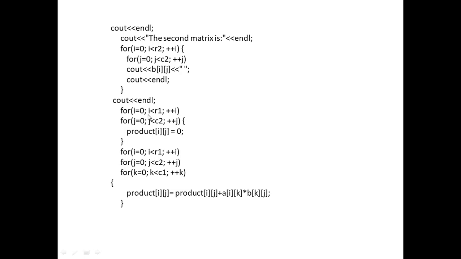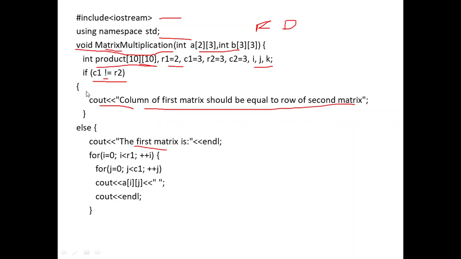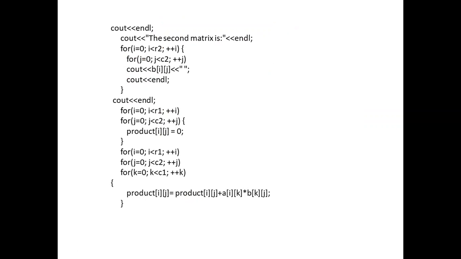And now for i equal to 0, i less than r1, i plus plus; for j equal to 0, j less than c2, j plus plus. So we know that our product of the matrix will contain the row value of the first matrix and the column value of the second matrix, right? So that is given here. And we already know that our result will be stored in a matrix named product, and we are initializing product ij as 0 first.